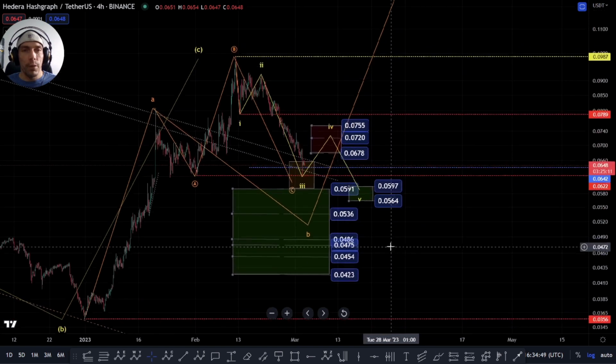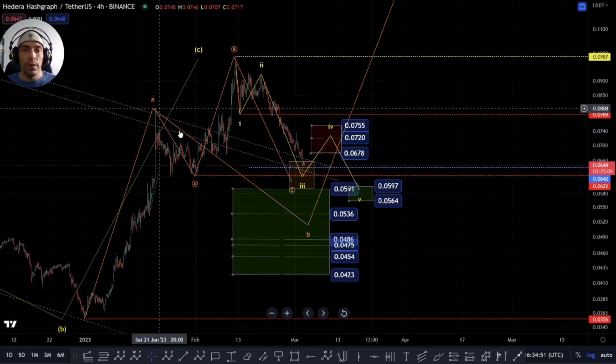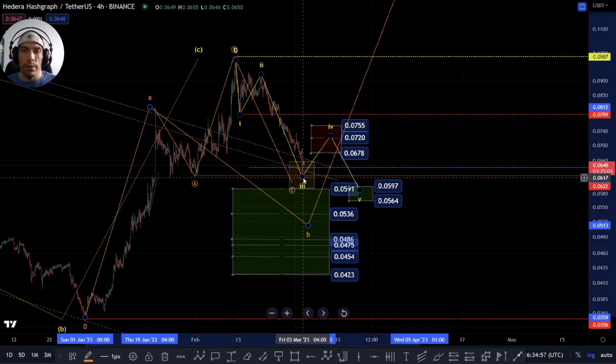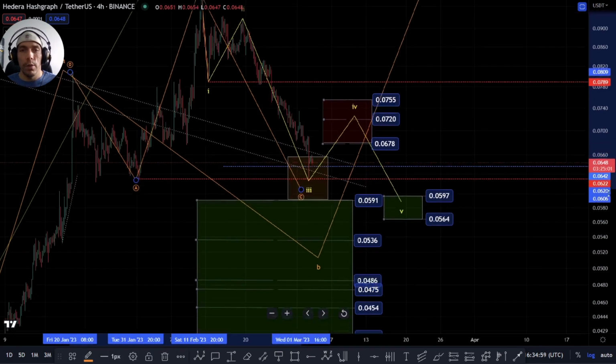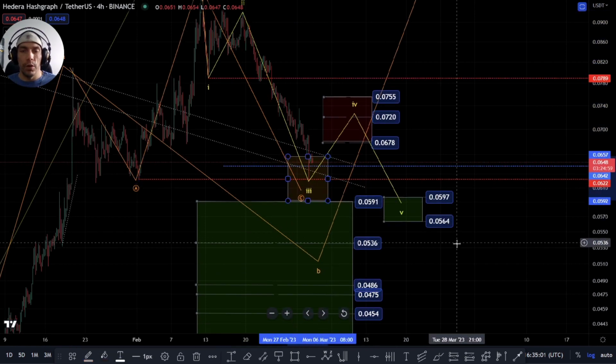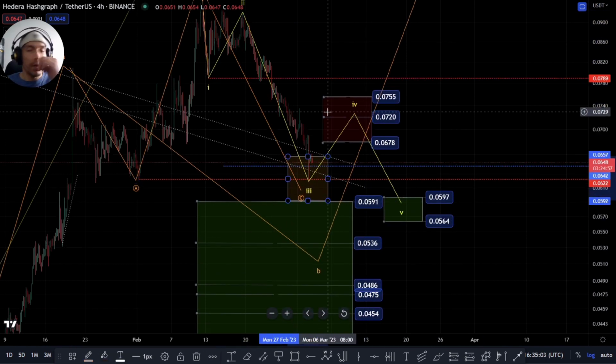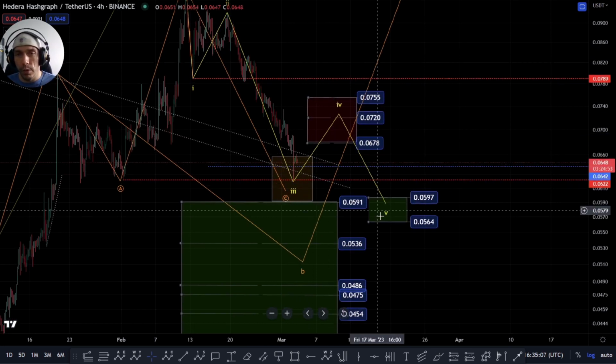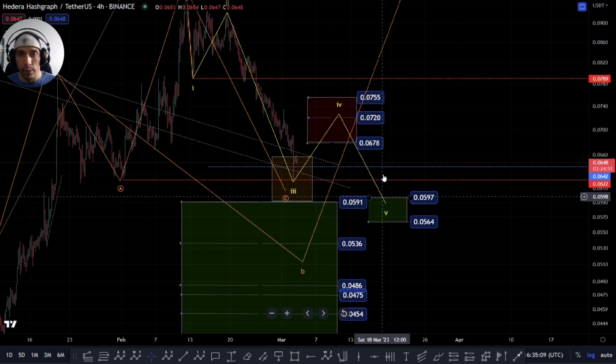Okay, so for HBAR, I'm still looking at the two potential possibilities: that we could have this either as completed earlier on here and we're looking for a flat correction, in which case we actually came down into that orange box area that we were talking about. If I'm looking at the subwave structure though here, there is still potential that we could be looking for an additional fourth and fifth wave.